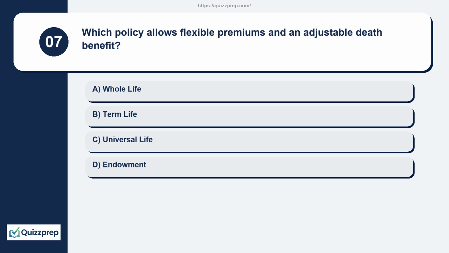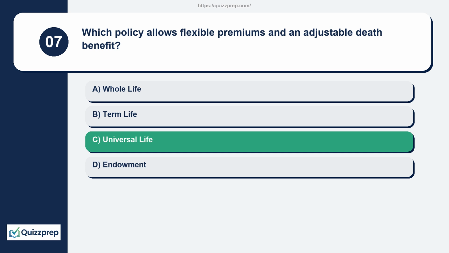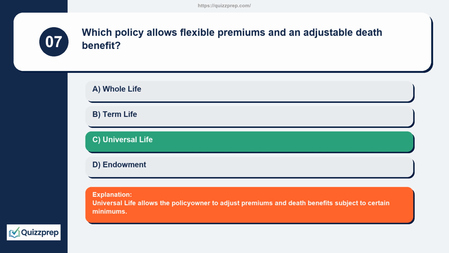Question 7. Which policy allows flexible premiums and an adjustable death benefit? Whole life, term life, universal life, endowment. Universal life allows the policy owner to adjust premiums and death benefits subject to certain minimums.